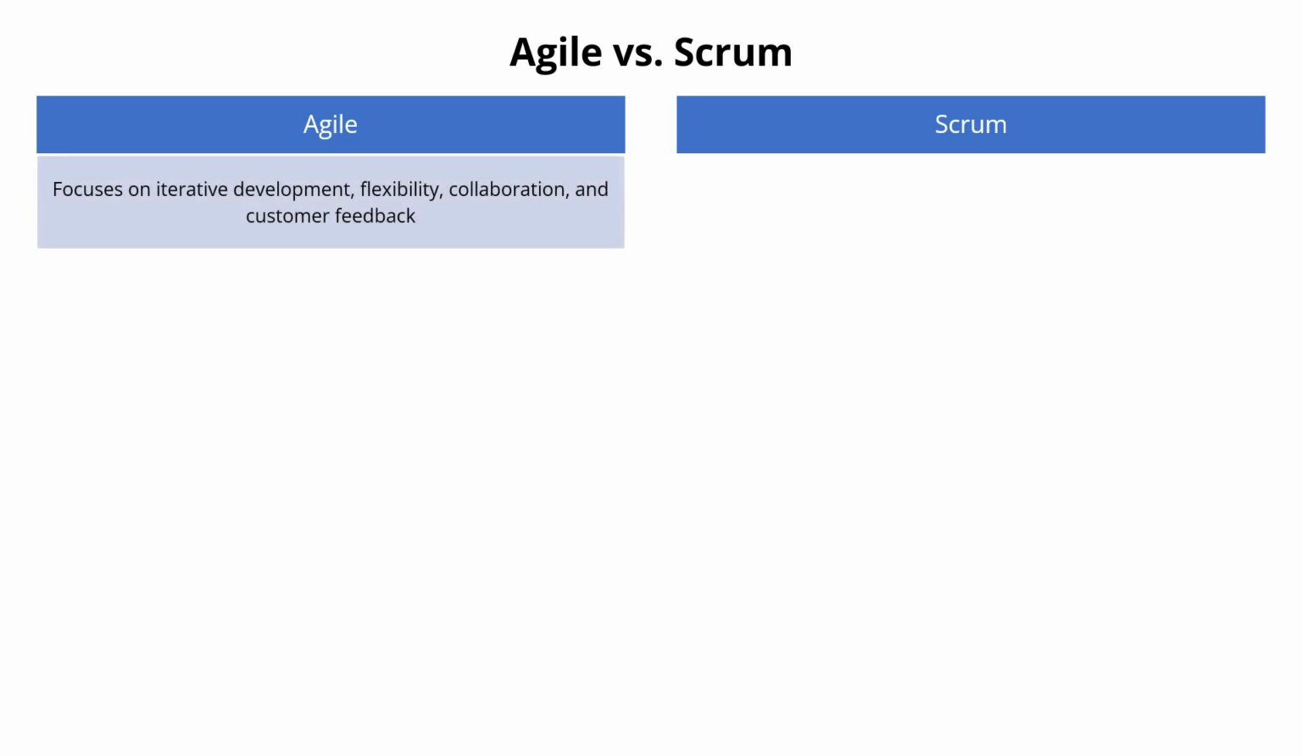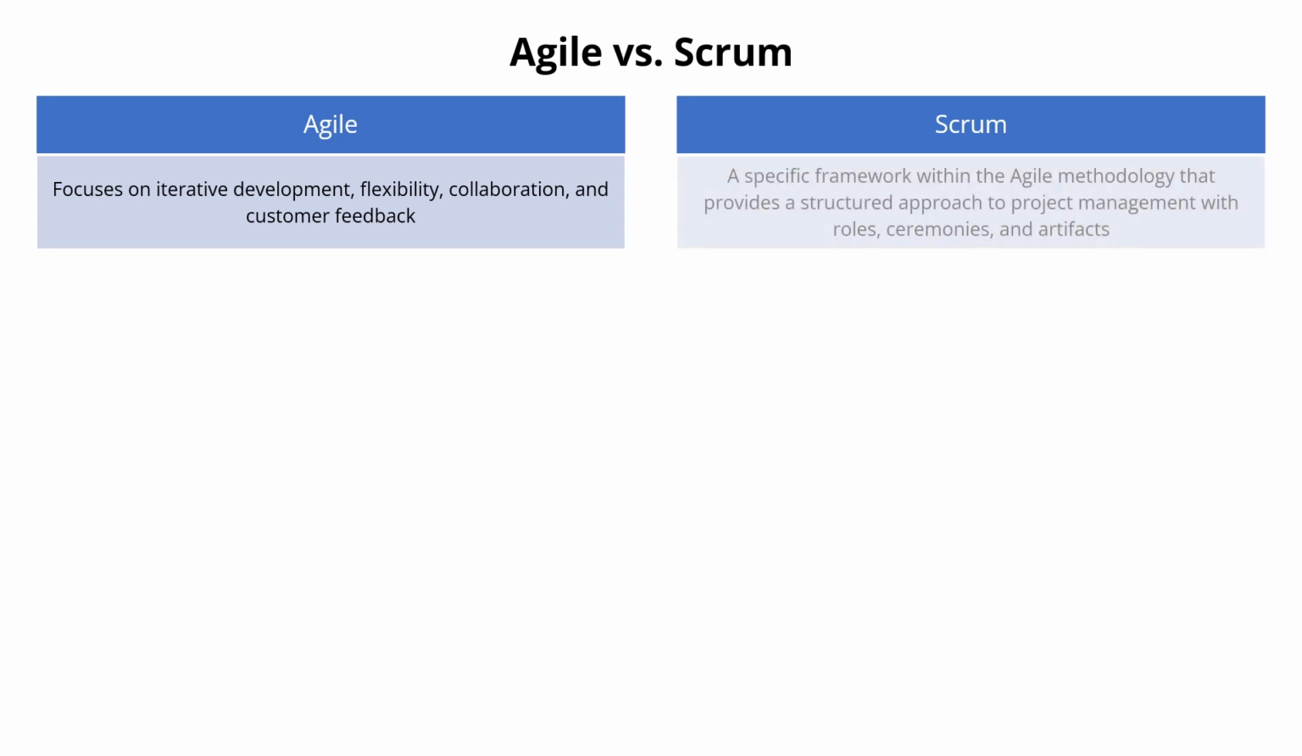Agile is a methodology or mindset focused on iterative development, flexibility, collaboration, and customer feedback. It emphasizes adaptability to changes in requirements and continuous improvement. Scrum is a specific framework within the Agile methodology. It provides a structured approach to project management and product development with roles, ceremonies, and artifacts.